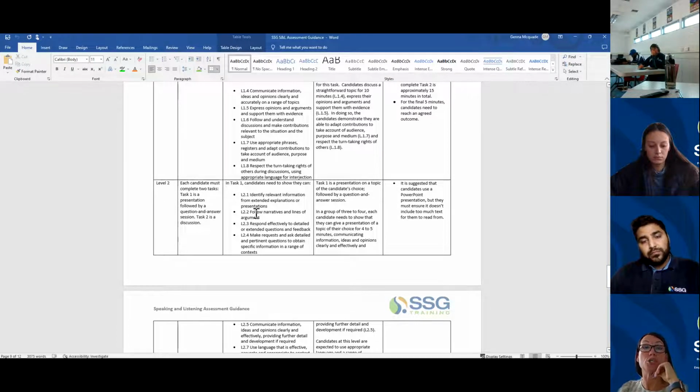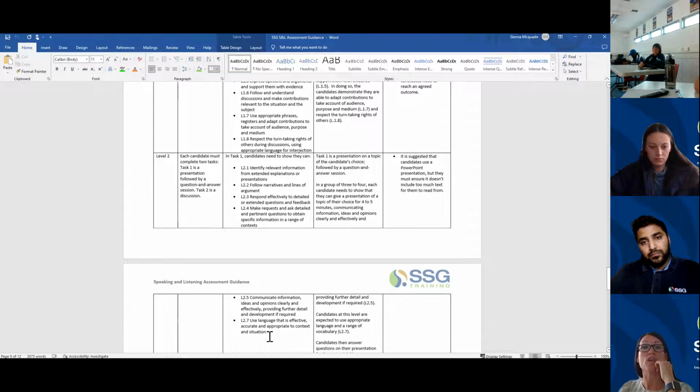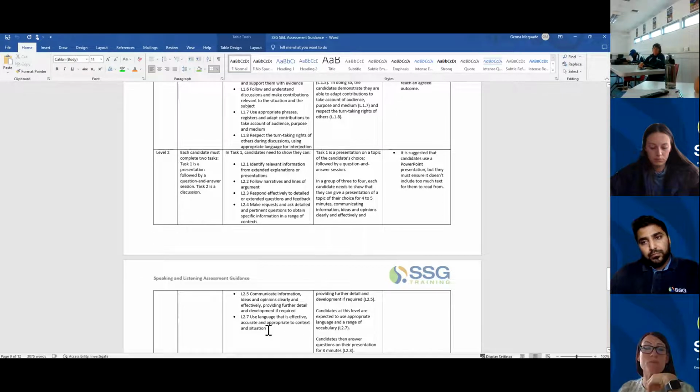So 2.1 and 2.2 is them asking other people questions based on their presentations. 2.3 is them responding to questions. 2.4 is them asking questions, and 2.5 and 2.7 is them actually during their presentation. So in terms of what they're judged on, actually the presentation as a whole doesn't form the majority of the criteria. Actually asking questions is the biggest aspect of it.